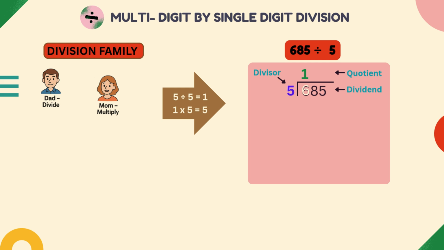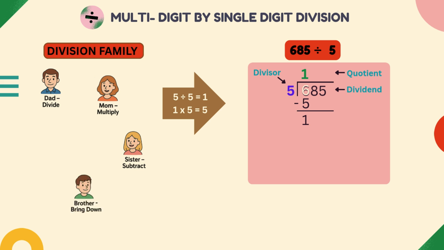Next is Mom. She says, multiply. Multiply the number we just got, that is 1, by the divisor, 5. 1 into 5 is 5. Write 5 under the 6. Now comes Sister. She says, subtract. Subtract 5 from 6. 6 minus 5 equals 1. Write 1 under the line.